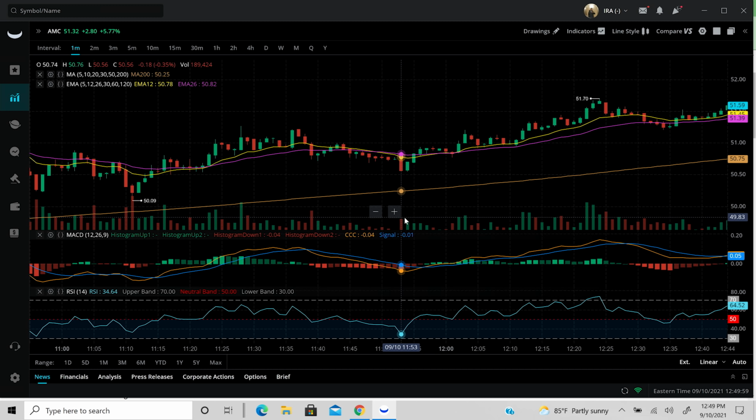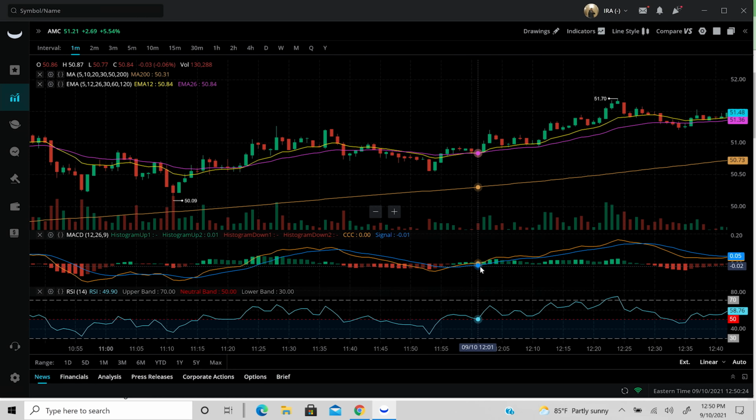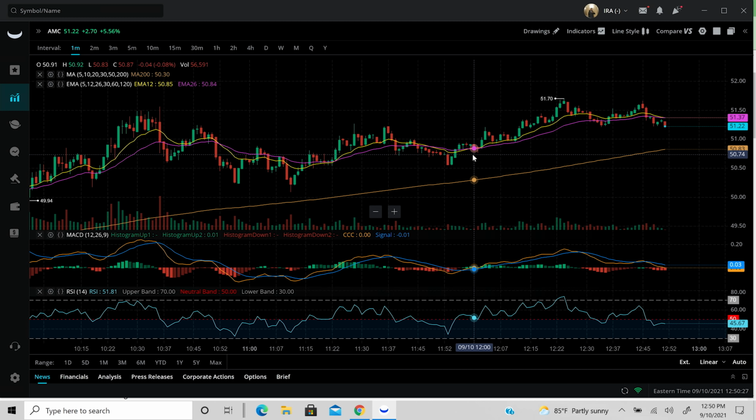So what I like to do, we have the MACD line, which is the orange line on the MACD here, and we have the signal line, which is the blue line. Now, when that cross happens, I'm looking at the histogram to see green bars. I then wait for the EMAs to cross, and then this is when I enter my position. And if we entered AMC at about 50.90, we rode it up nearly 80 cents.